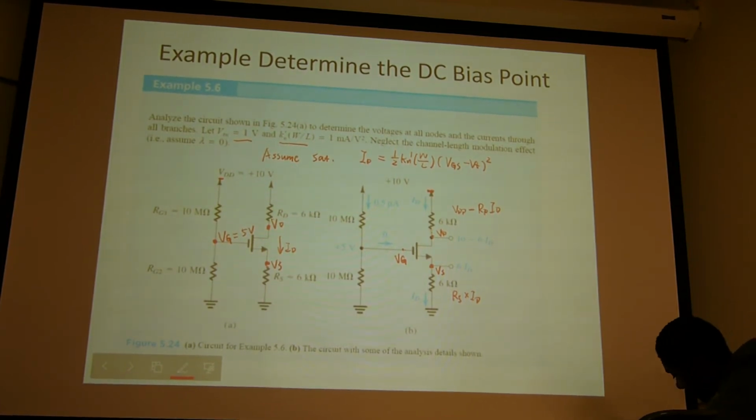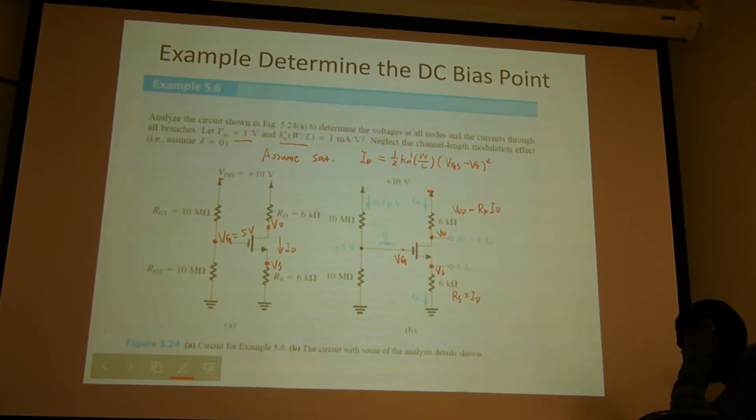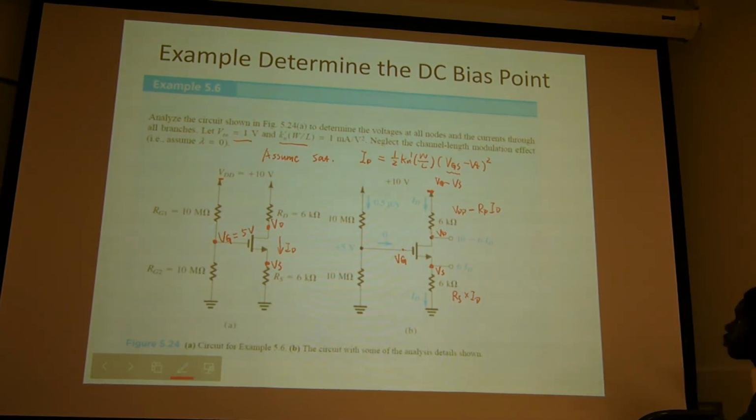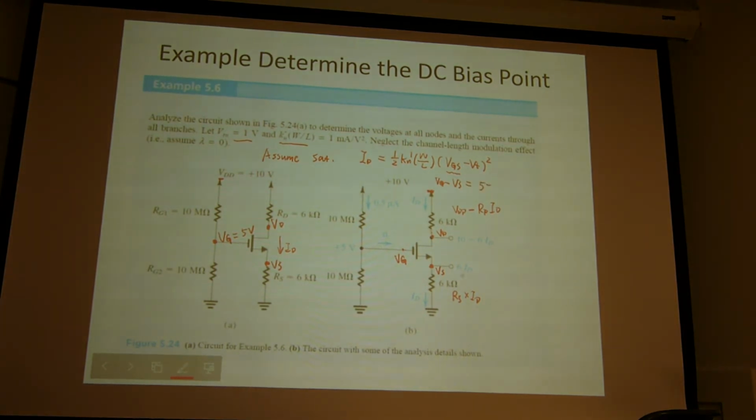Here you don't know what is ID, so you have to look back to this equation. You need to plug in the VGS in this equation. You know VGS is VG minus VS. Here we write VGS, G first, S second, which means we are going to use S as a reference. So it's VG minus VS. What is VG minus VS? VG minus VS will be 5 minus VS. VS is RS times ID. So let's plug in the numbers.